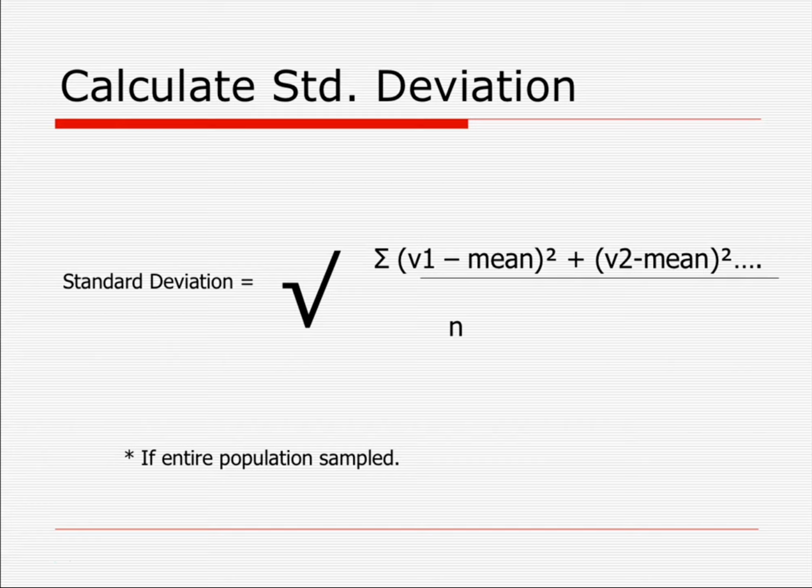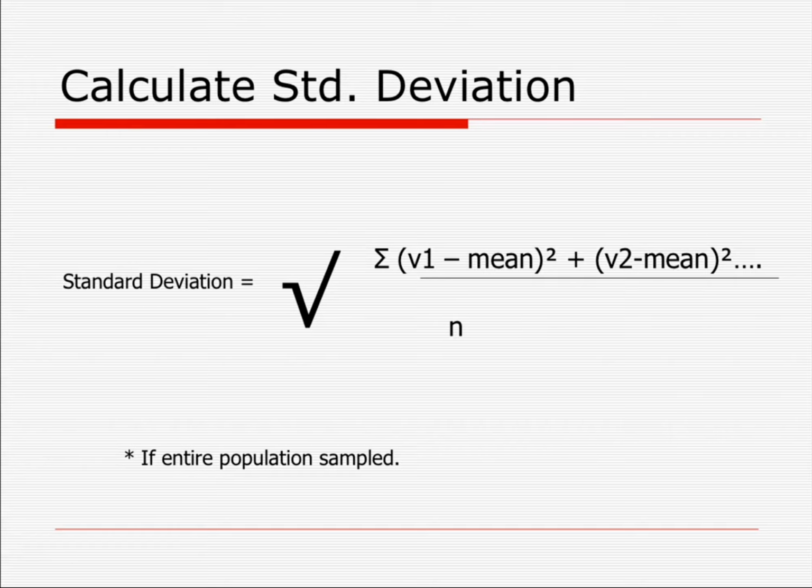So the first person marked a 2, so it would be 2 minus 3.4, that quantity squared. Maybe the second person marked a 4. So that would be 4 minus 3.4, which is what we said the mean was, squared. And maybe the third person marked a 5. Well, that would be 5 minus 3.4 squared. So on and so forth until we get all the values in the numerator. And then we divide it by the number of employees who took the survey. That would be n, if we looked at the entire population.